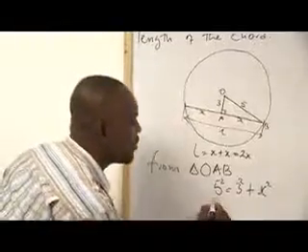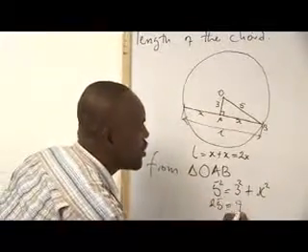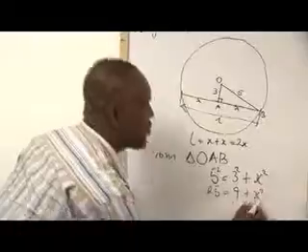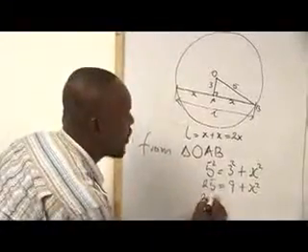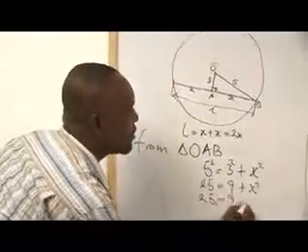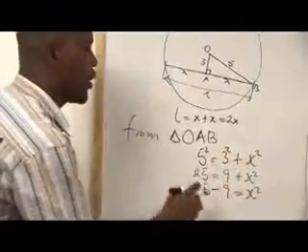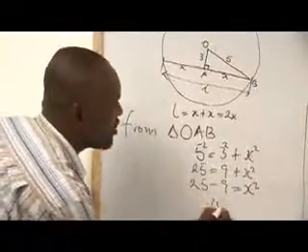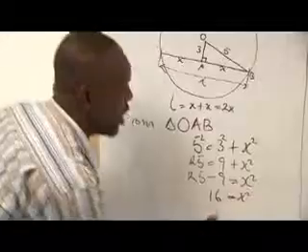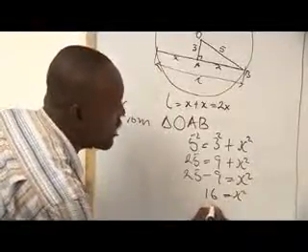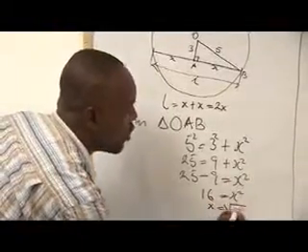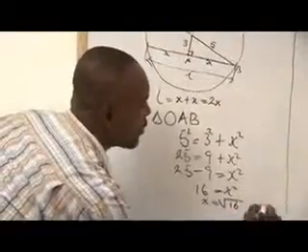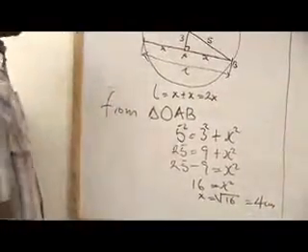Now this gives me 25. This gives me 9, and that's my x squared. I have 25 minus 9. If I transfer 9 this way, that gives me 16. This is x squared. Of course, from here we can solve that our x is what? Root of 16, which is 4 centimeters.